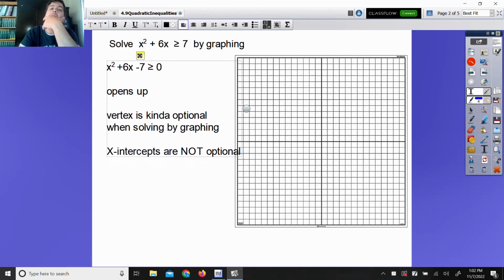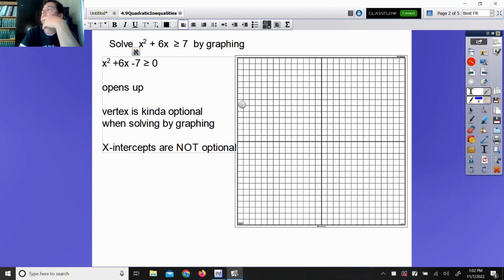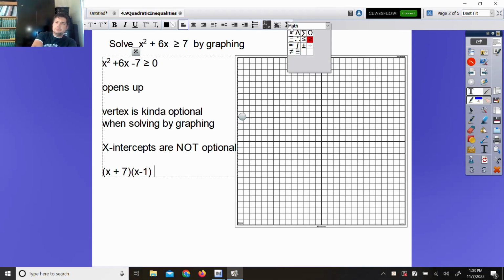So I'm going to save some time. We're going to avoid doing opposite b over 2a. You okay with that? Factor that thing. That sounds good to me, Jordan. (x + 7)(x - 1), because if you do the inside, you get 7x. If you do the outside, you get negative x. And 7x minus x is 6x. So it's right. Still greater than or equal to 0.